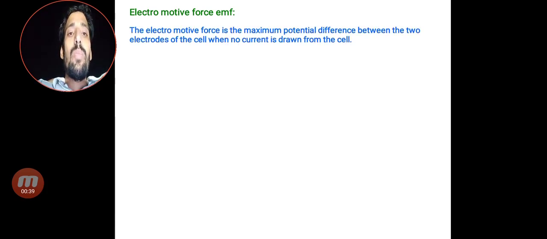Now we will discuss some important terms related to the cell. First is electromotive force, EMF. Electromotive force is the maximum potential difference between the two electrodes of a cell when no current is drawn from the cell.